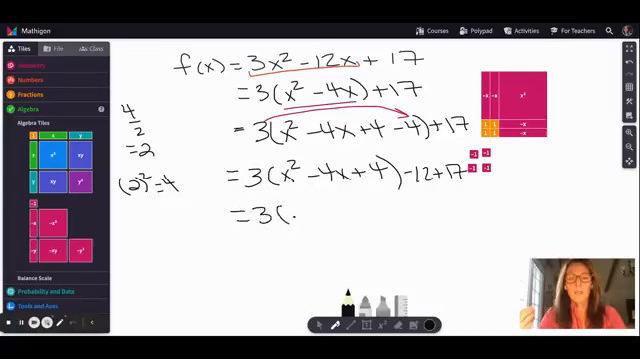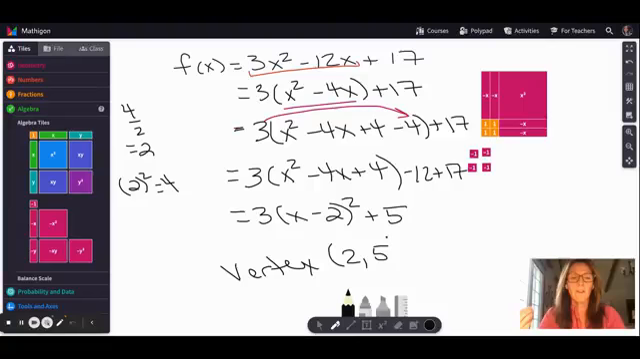So let's simplify this now. x squared minus 4x plus 4. To do this, we just take half of this, or the square root of 4. Either way, you get the same value. So it's x minus 2 squared, and the minus sign matches here. And then we just simplify this and we have plus 5. So we found the vertex to be (2, 5).